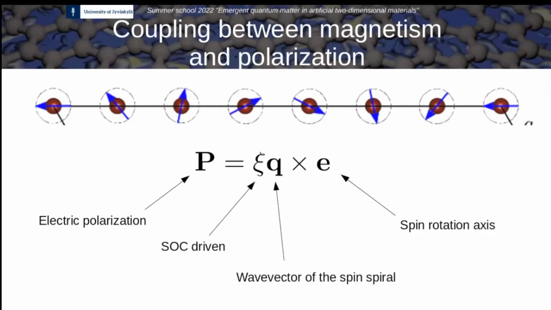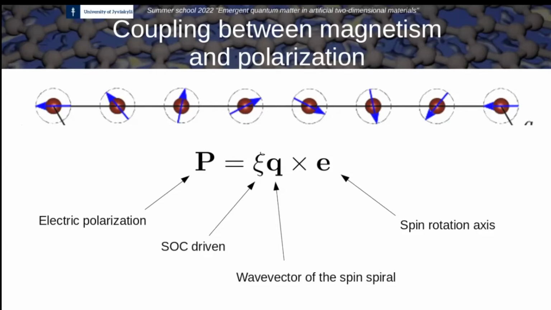Now, the idea here is that this spin spiral is not promoted by this anti-symmetric exchange, by the Dzyaloshinskii-Moriya interaction, but it's promoted just by exchange coupling. So if you include both, let's say, first neighbor exchange coupling, second neighbor, and third neighbor, you can stabilize many different types of spin spirals.